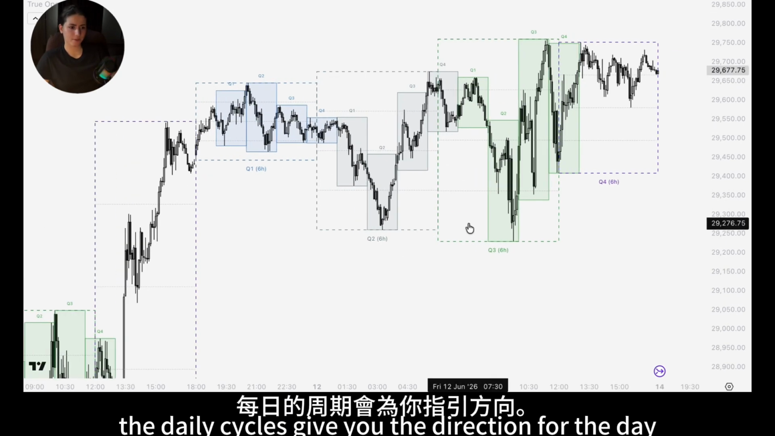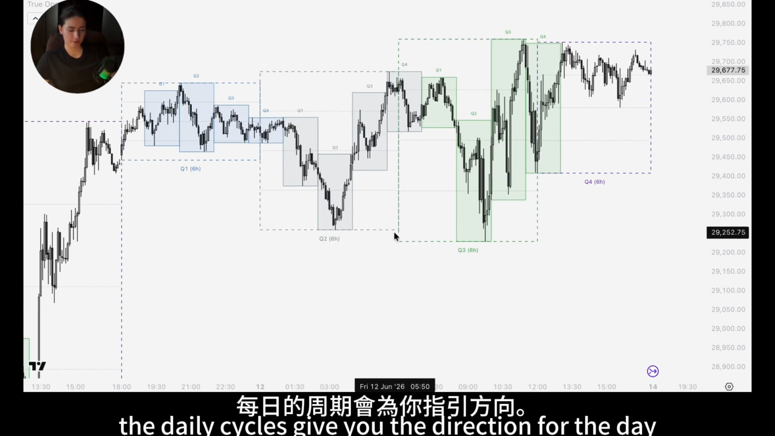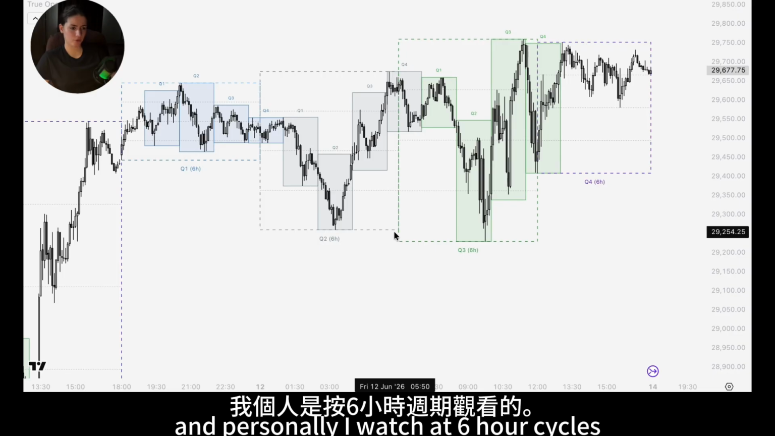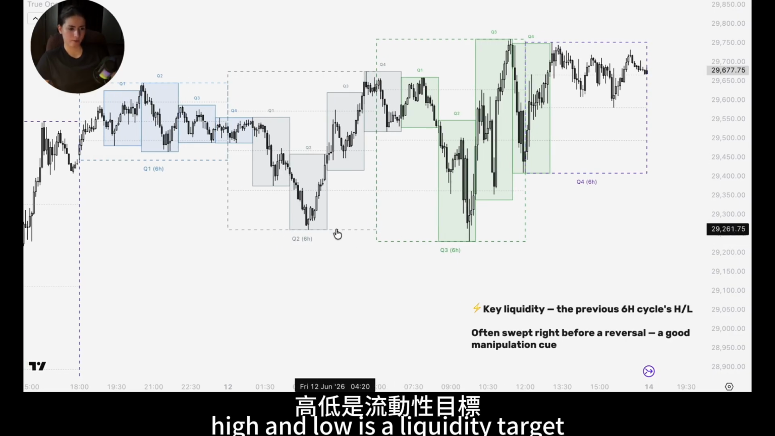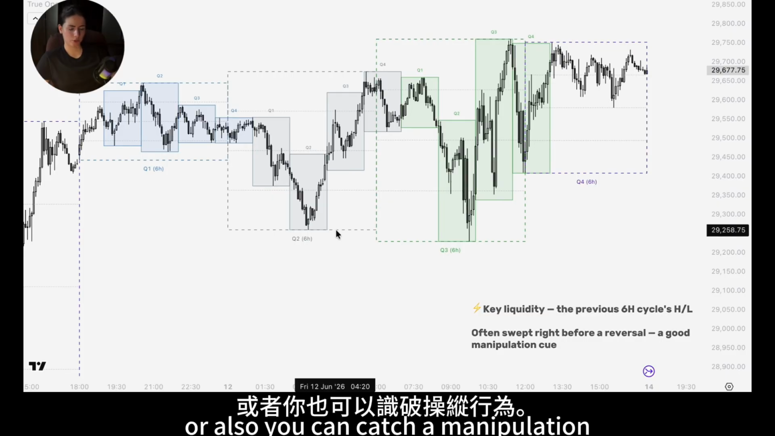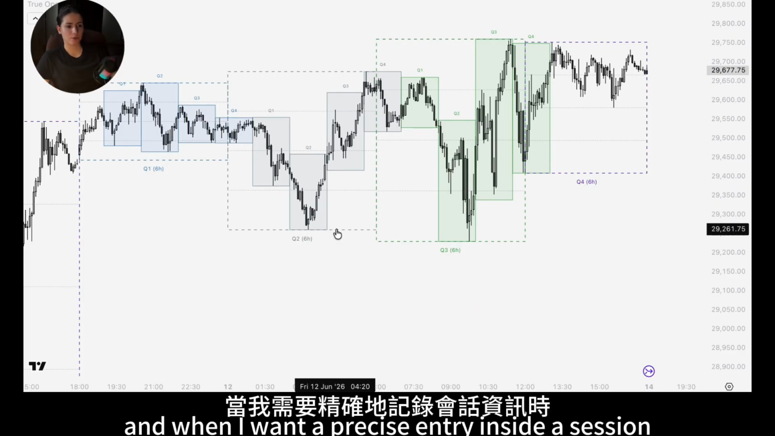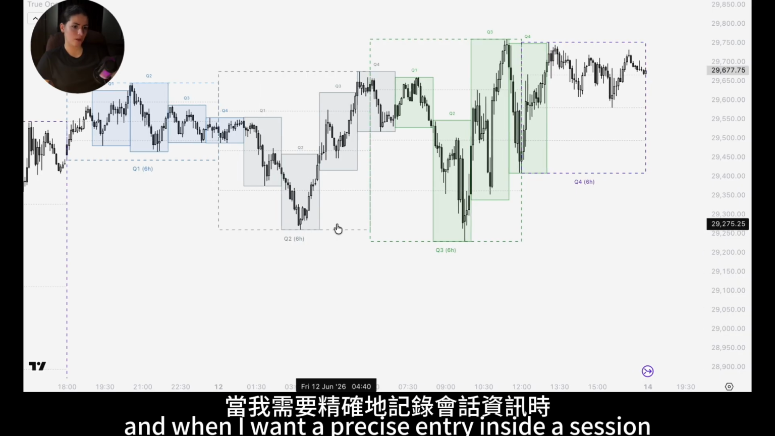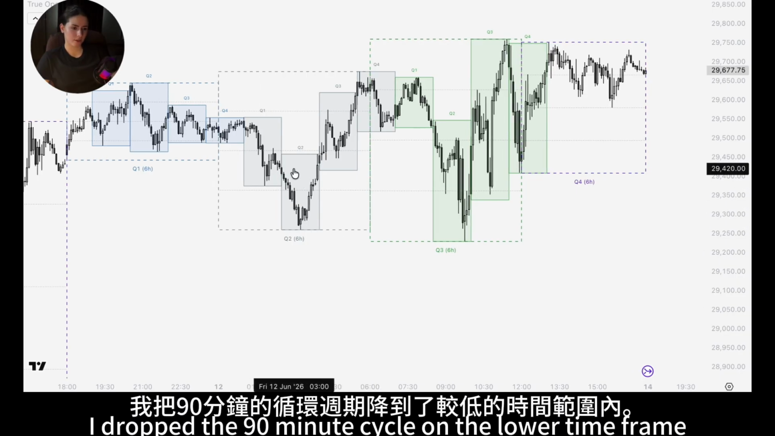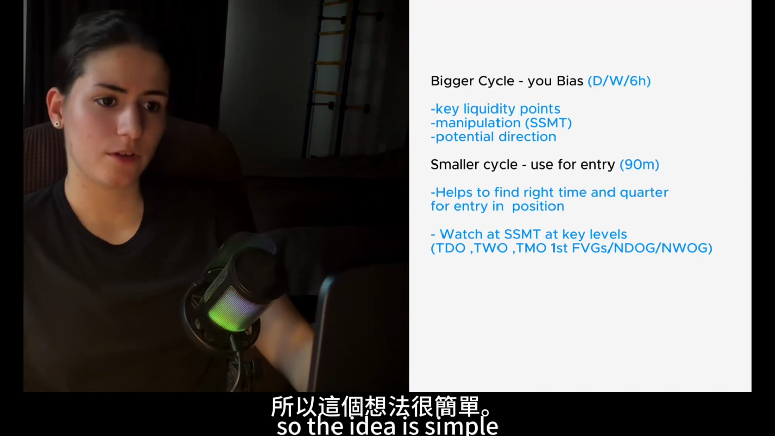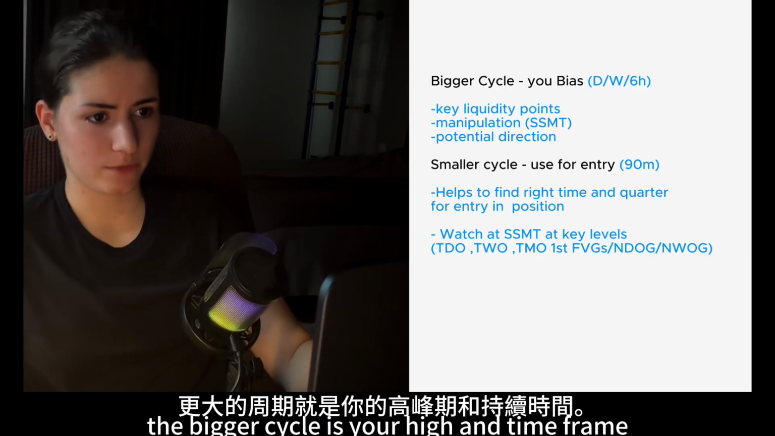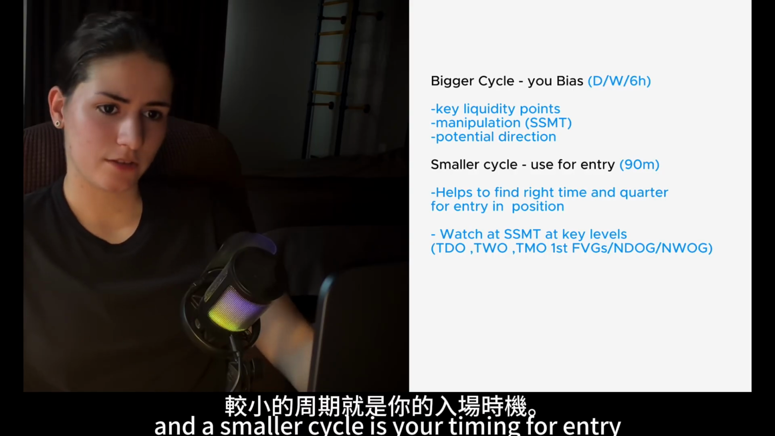The daily cycles give you the direction for the day and liquidity. And personally, I watch the 6 hour cycles high and low as a liquidity target, or you can also catch a manipulation. And when I want a precise entry inside a session, I drop the 90-minute cycle on the lower time frame, the 5-minute time frame or below. So the idea is simple. The bigger cycle is your higher time frame context and direction, and the smaller cycle is your timing for entry.